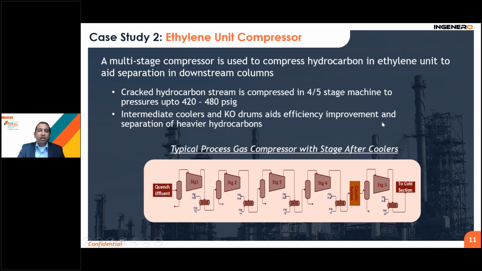Now let's look at another case study, and this comes from an ethylene unit. An ethylene unit has several unit operations which eventually impact the overall performance of the ethylene plant. But in this case, we are just going to concentrate on a feed gas compressor system. This is a system with 5 stages and has aftercoolers and knockout drums after each stage.